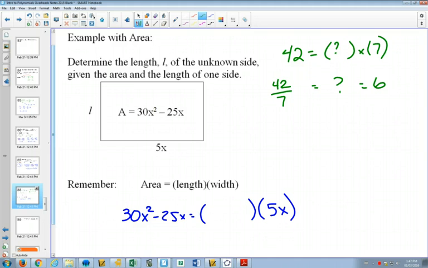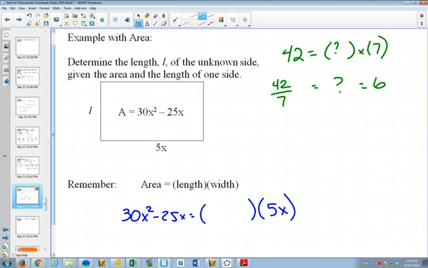That's one way we could do this. Another way you could do this, 42 equals something times 7, maybe you just know. What times 7 is 42? 6. So you didn't have to divide because you just knew what it was. Okay? So those are two ways that we could do this.